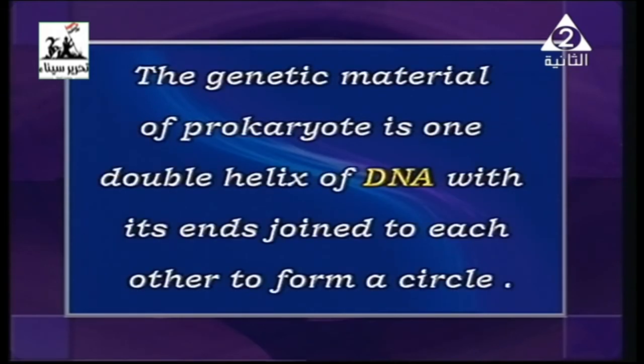The genetic material of prokaryotes is one double helix of DNA, with its ends, as we said, joined to each other, forming what? A circle. They don't exist in the form of chromosomes. Okay, this is one of the main differences between the DNA form in both prokaryotes and eukaryotes.